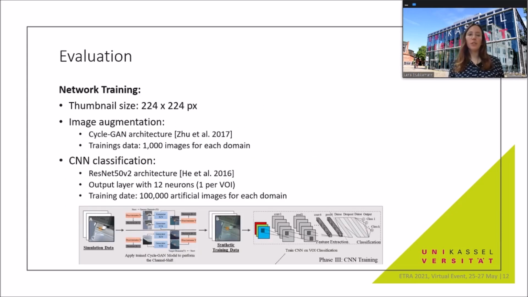When it comes to network training, we used a thumbnail size of 224 × 224 pixels. For image augmentation, we used the CycleGAN architecture as proposed in Zhu and a training dataset of 1000 images for each domain. When it comes to the CNN classification, we used the ResNet 50v2 architecture as proposed by He, with an output layer of 12 neurons, which is 1 neuron per VOI and 2 additional ones as default classes. Training data here was 100,000 artificial images for each domain. As training parameters, we used an Adam optimizer, a learning rate of 0.001 over 20 epochs, and a sparse categorical cross-entropy loss.